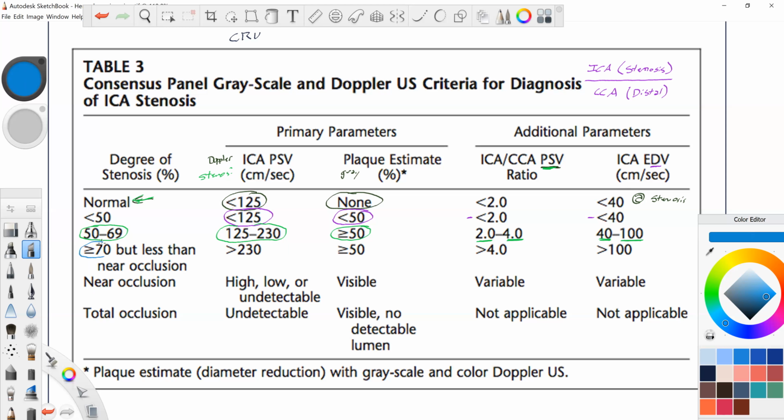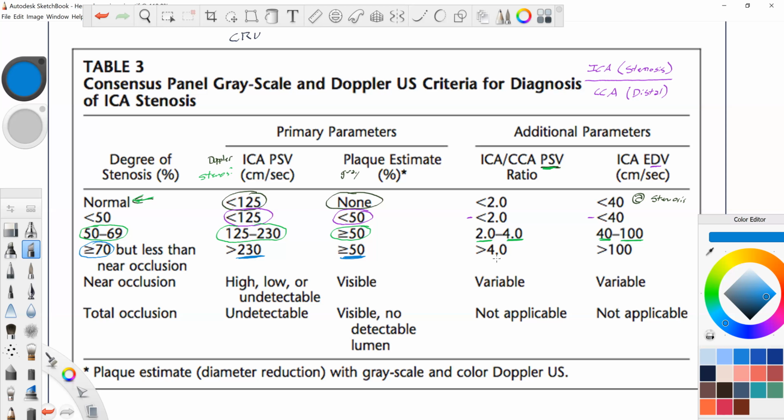Greater than or equal to 70%, less than near occlusion. Why? Because at some point, the percentages are very hard to determine. Peak systolic velocity in the ICA, greater than 230. Like I said, you could find velocities in the 600s. That's probably near occlusion, but in any case, plaque estimate is certainly greater than 50%. Maybe it's 75%. Maybe it's 60%, whatever.